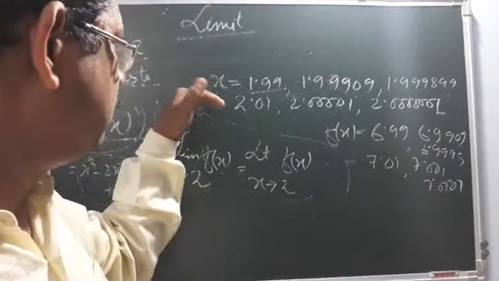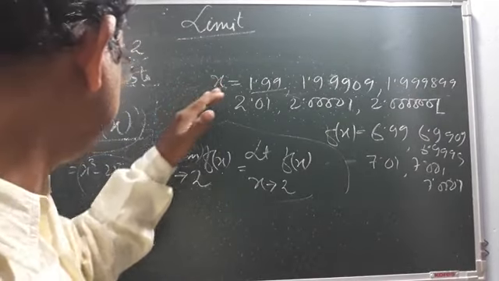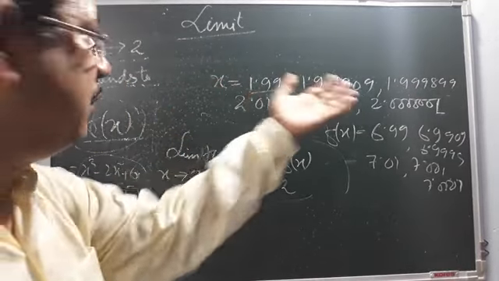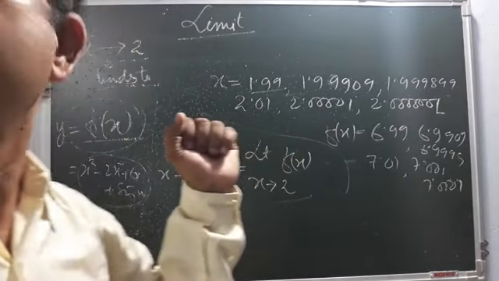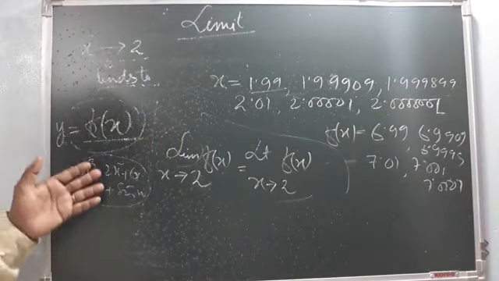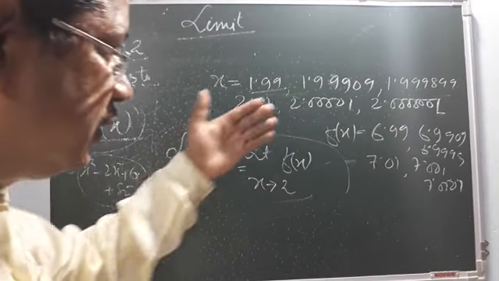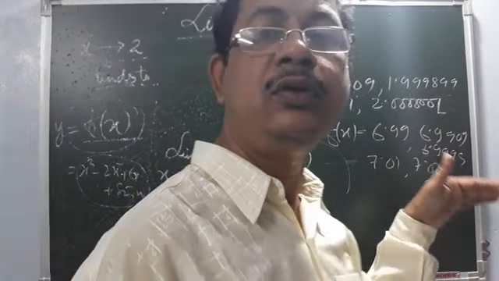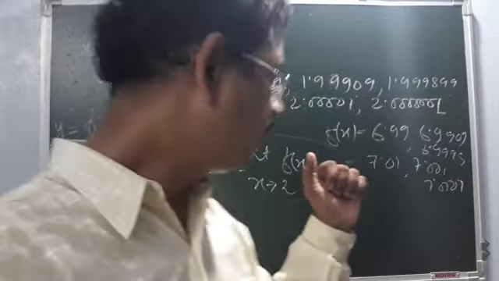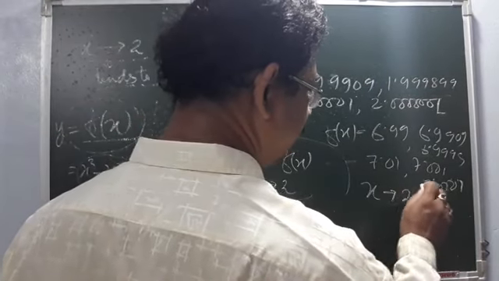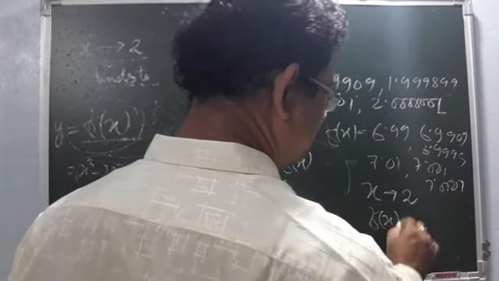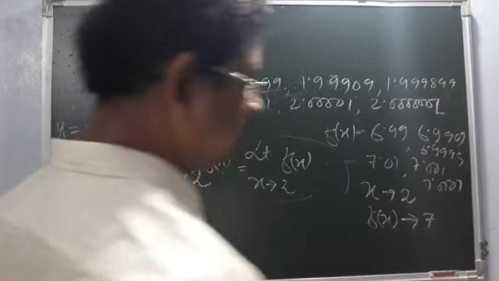I again want to repeat that the x I have taken tends to 2, meaning very close to the point 2. With that we found that Fx, which fully depends on x, is also coming towards 7. So that means, when x tends to 2, Fx tends to 7.